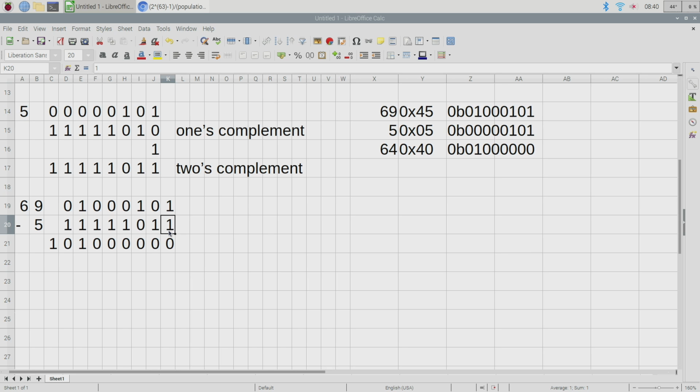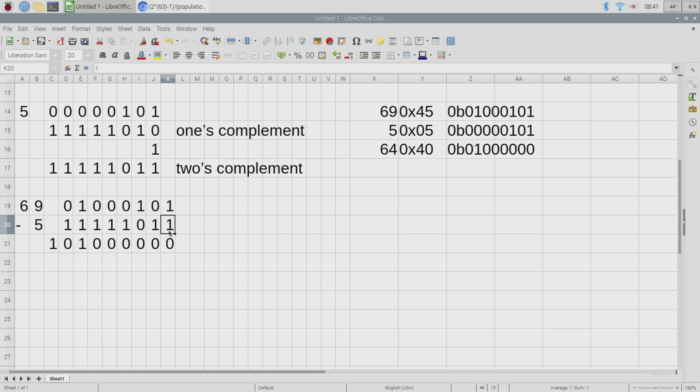That's not what I mean. If I wanted to do 5 minus 5, I'd use the 2's complement. Basically, you only ever use the 1's complement to get to the 2's complement. So if I wanted to do 5 minus 5, I would do 5 plus negative 5. The first thing I have to do is figure out what is minus 5. How do I represent that?